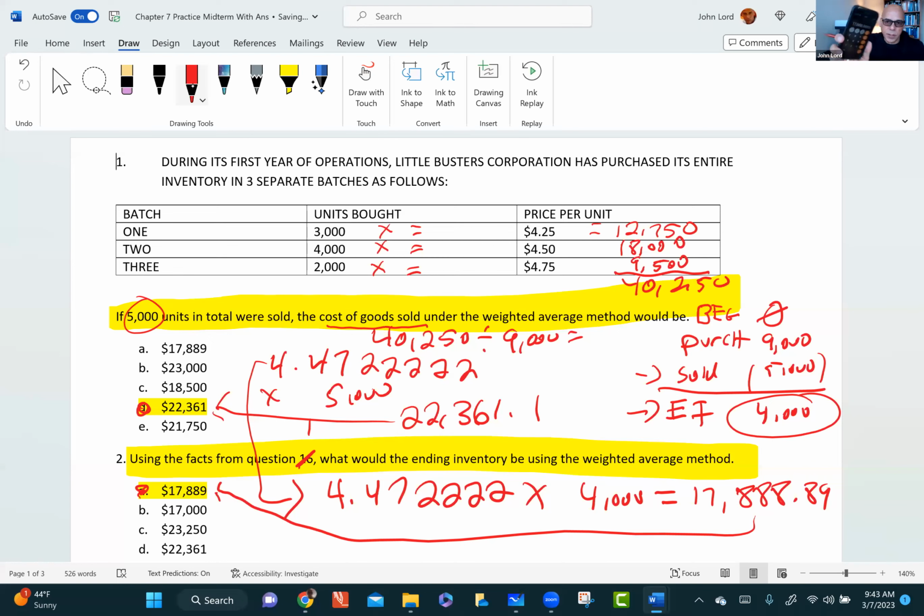17,889 is the answer, right? And I got all those eights in there. I just go ahead and get it within the closest number. Okay. Question. All right, good. That would be weighted average.